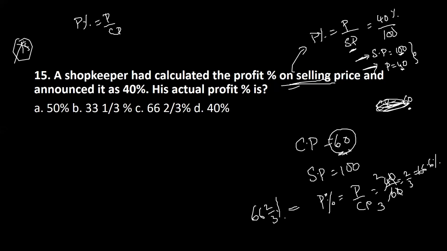If the selling price is 100, selling price minus profit, that is 60. Okay, if the cost price is 60, then the selling price is 100. This is what it should be. Then the actual profit is always calculated on the cost price. So profit by cost price, that is 40 by 60, which will result in 2 by 3, which is 66.6%. Okay, that's the way to do this question. So 66 2 by 3% is the answer.